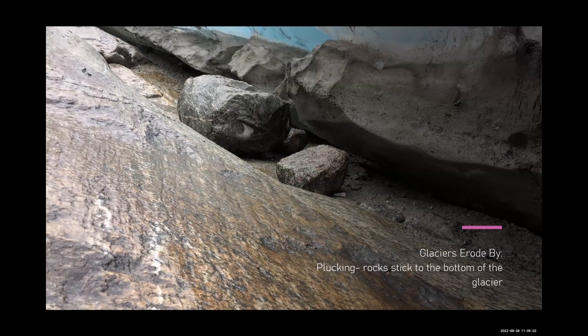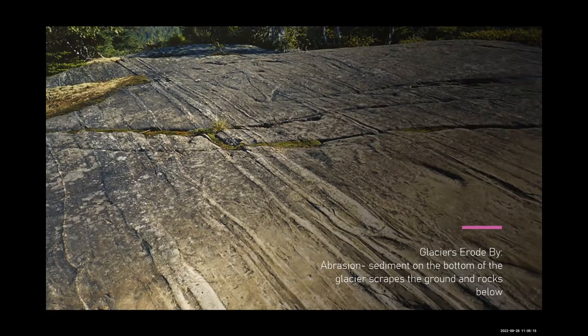Glaciers erode by plucking. Plucking is when rocks stick to the bottom of a glacier, and we've talked about this. You can have rocks and other debris that stick to the bottom, and that's plucking. Then those items that are stuck to the bottom can erode by abrasion. They scratch and scrape the ground and the rocks below as the glacier moves.